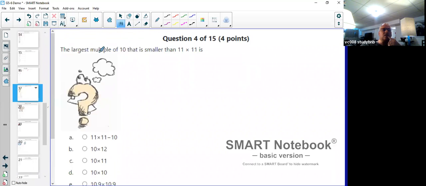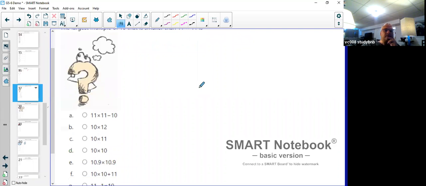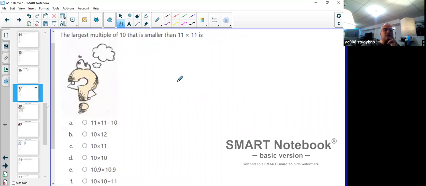So here's the question. It says, the largest multiple of 10 that is smaller than 11 times 11. The largest multiple of 10. Andrew says C. And Evan says B. And Kevin says B. Leo and Ivan say C. So we got a couple of B's, a couple of C's.